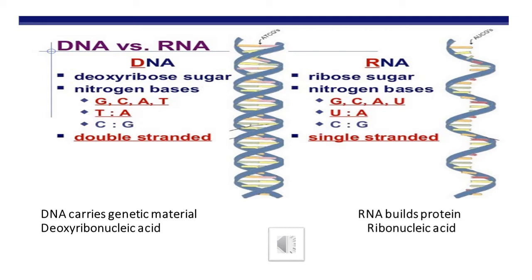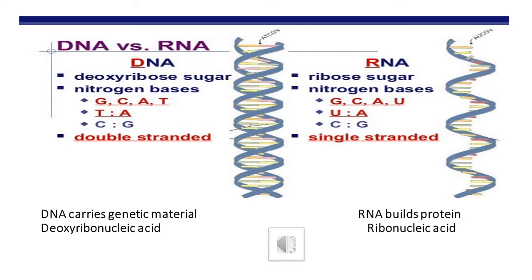What's the difference between RNA and DNA? At the beginning, DNA and RNA are both nucleic acids, and they are polymers. Their monomers, or subunits, are called nucleotides. DNA stands for deoxyribonucleic acid, while RNA is ribonucleic acid.